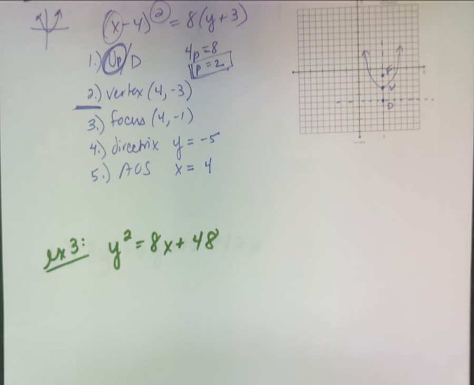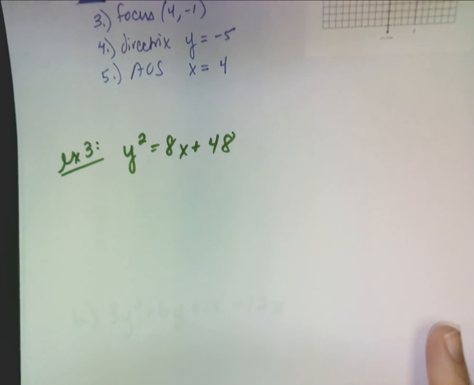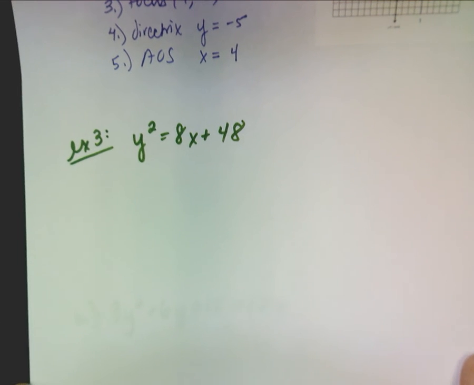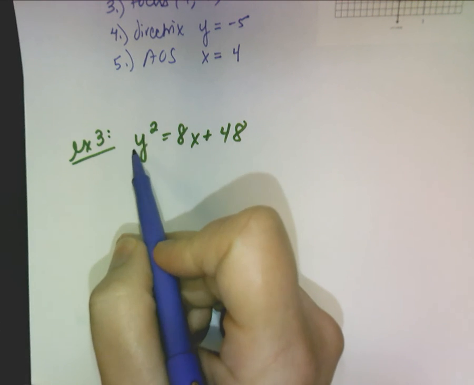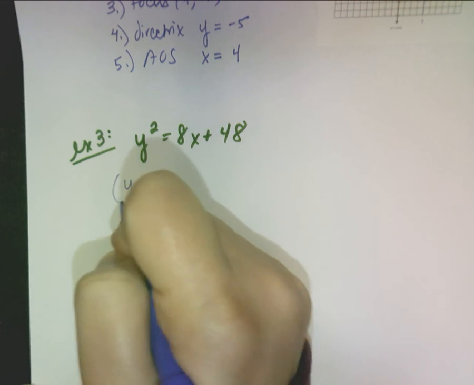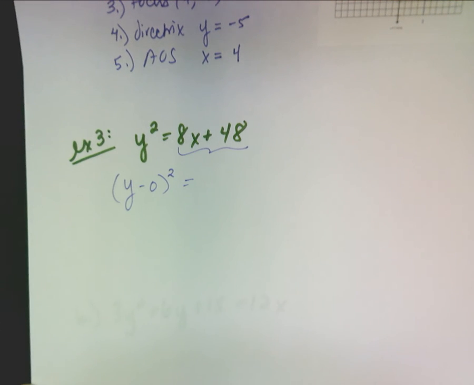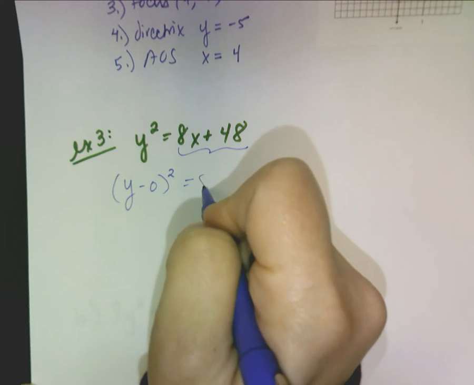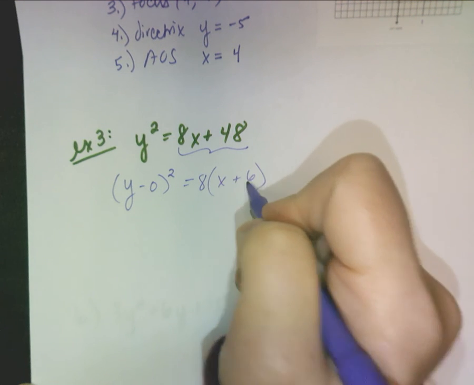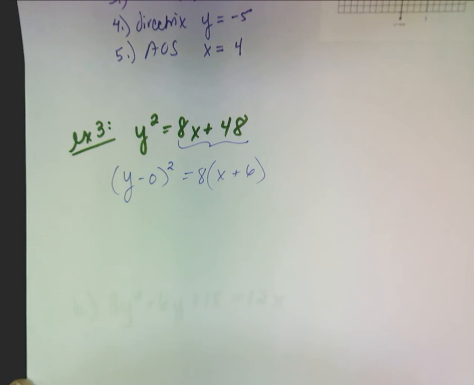All right, they're going to throw this at you tonight: y squared equals 8x plus 48, and you're like, I don't know how to draw it. Well, you kind of do. Y squared, there's no other y. You can rewrite this as (y minus 0) squared. This side, what could you factor out? An 8. 8(x plus 6). Oh, now you can graph this. You can go through the whole thing.